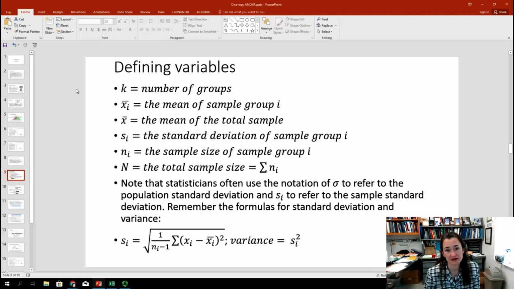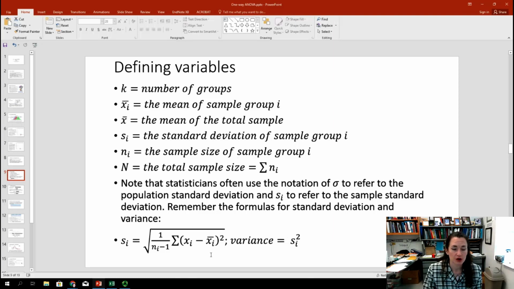Now we're also going to be calculating the mean of all the values, and that will just be plain X bar. We're going to be calculating the standard deviation or variance for each group. The standard deviation of sample group I we'll call S sub I. Now, if you've forgotten, remember that the way that you calculate a standard deviation is given by this formula here at the bottom of the slide. So the standard deviation for sample group I would be the square root of 1 over Ni minus 1, where Ni, by the way, is the sample size of sample group I, or the number of constituents in group I.